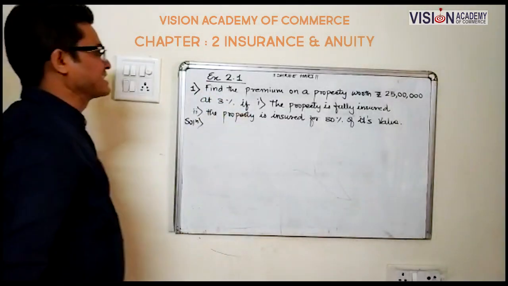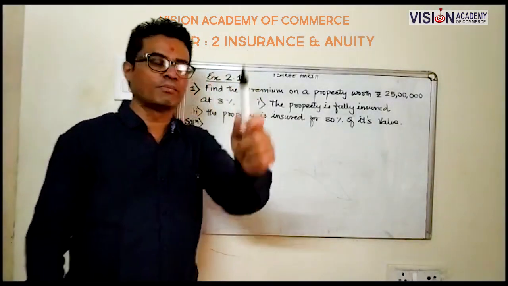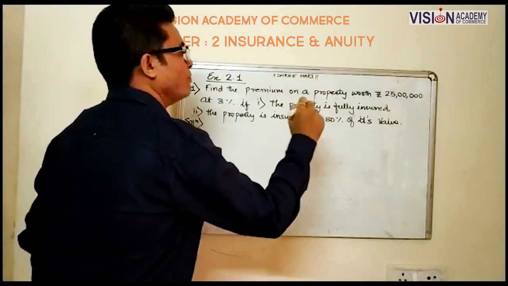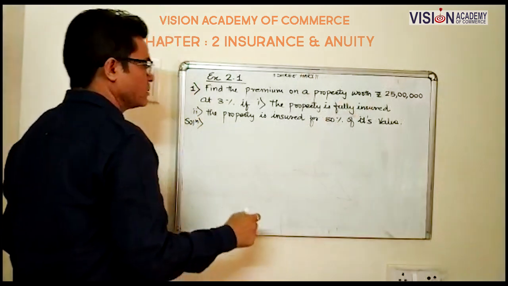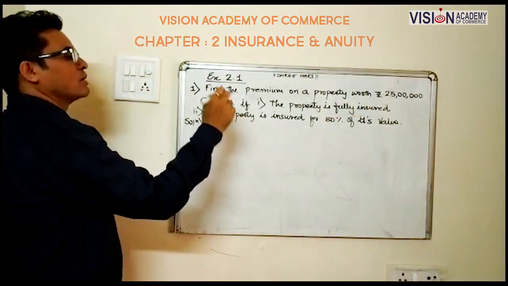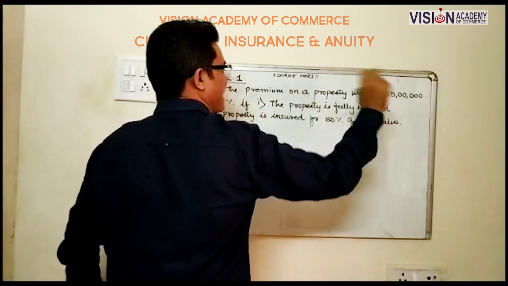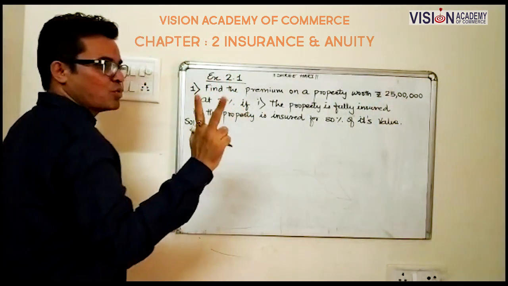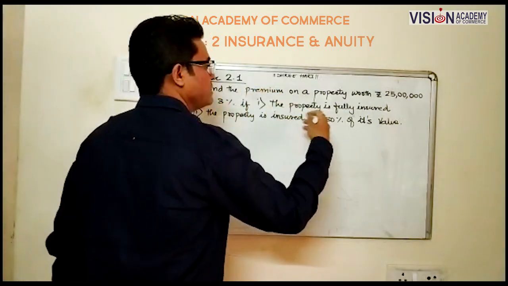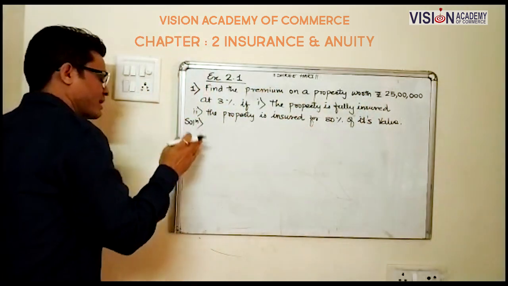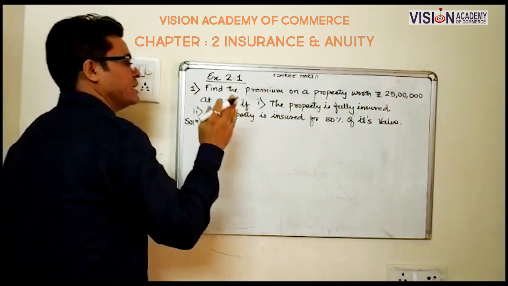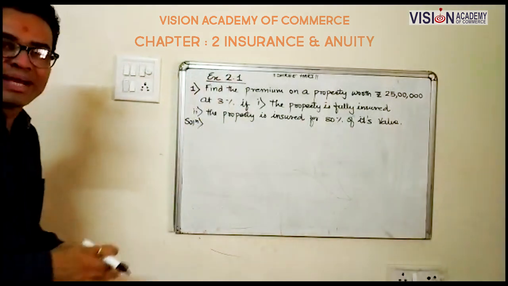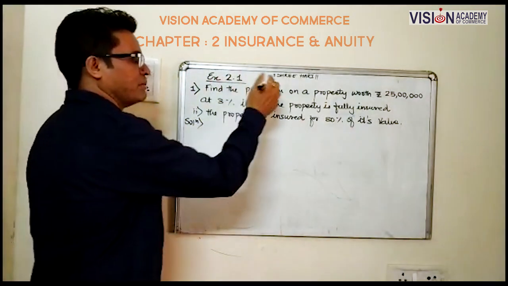Let's start with exercise 2.1. Now your question number 1. Find the premium on a property worth rupees 25 lakhs at 3%. There are two conditions: the property is fully insured, and second, the property is insured for 80% of its value. So in this question, we have to find the premium amount.